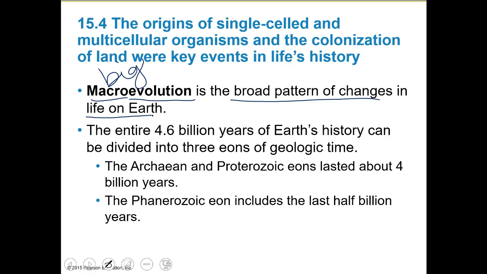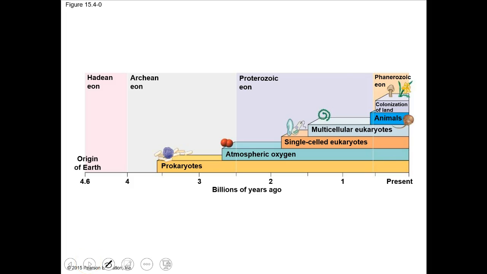So the entire 4.6 billion years of Earth's history can be divided into 3 eons of geologic time. These are the Archean and the Proterozoic eons, and they lasted about 4 billion years. And the Phanerozoic is the last one, which has been the last half billion years. Okay. You don't have to know those per se, they don't show up a whole lot, but if that's an area that interests you, it gives you a place to start.